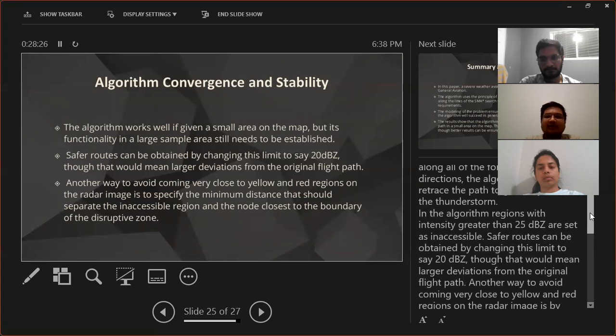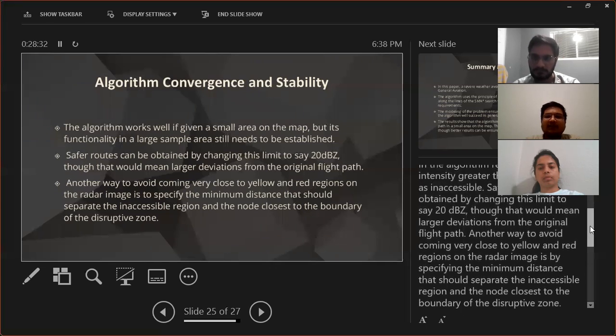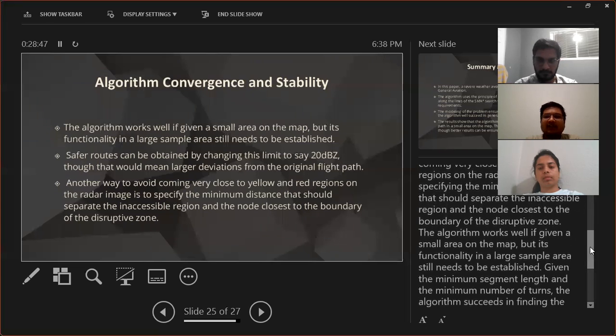If regions with intensity greater than 25 dBz are set as inaccessible, safer routes can be obtained by changing the limit to say 20 dBz. Though that would mean larger deviations from the original flight path. Another way to avoid coming very close to yellow and red regions on the radar image is by specifying the minimum distance that should separate the inaccessible region and the node closest to the boundary of the disrupted zone.